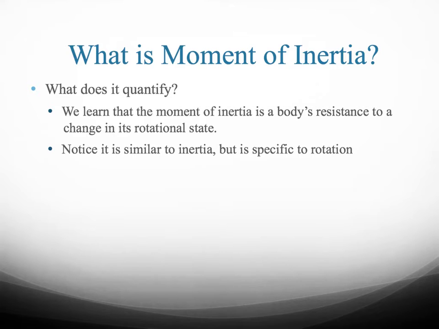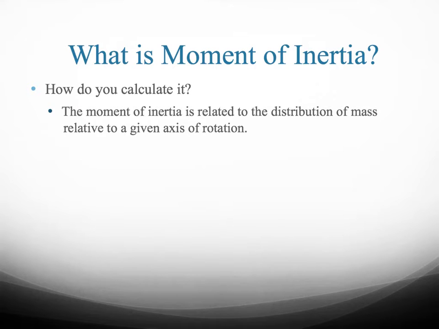Making a quick transition into rotational motion, the moment of inertia of an object tells us how an object that is rotating will tend to keep rotating, or an object that is not rotating will need some sort of torque to start rotating. A measurement of its resistance to change in that rotational state is the moment of inertia. So how do we calculate it?